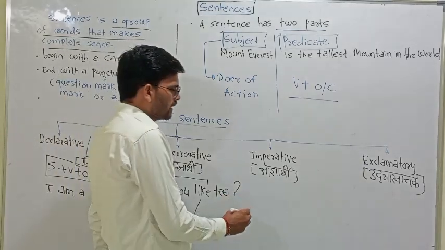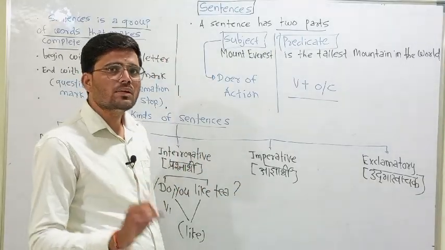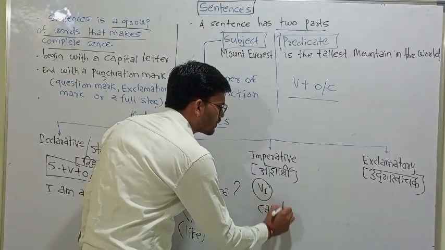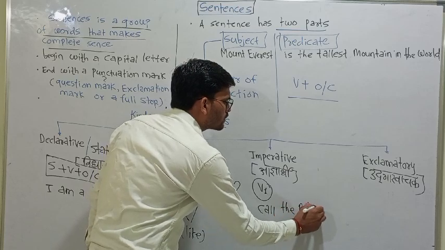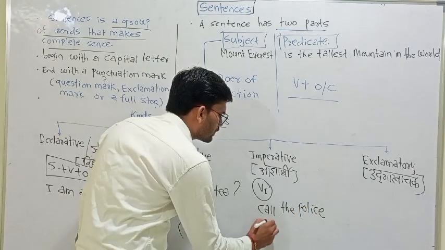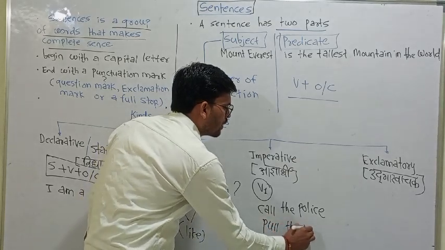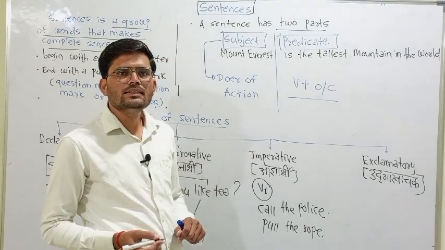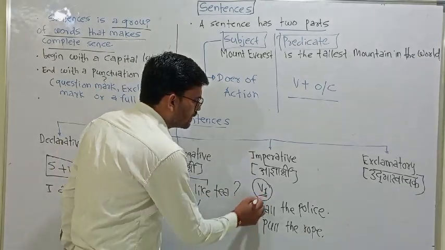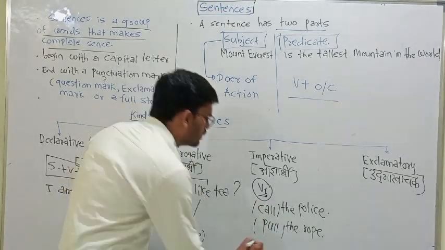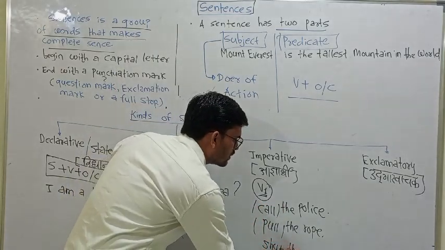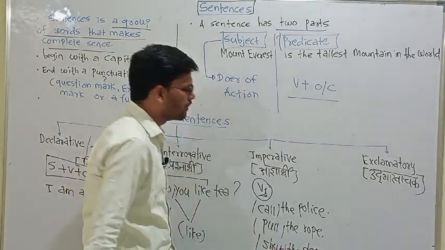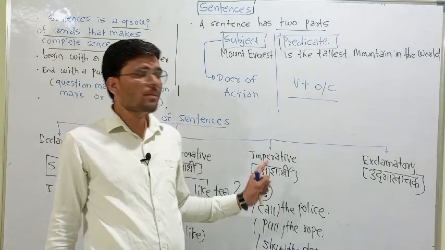And after that, the imperative sentence. The sentence always starts with the first form of the verb. Okay, call the police. Pull the rope. These are examples of an imperative sentence. The speciality of the imperative sentence is that it always starts with the first form of the verb, in this way: call, pull. Okay, shut the door. These are examples of an imperative sentence. An imperative sentence always starts with the first form of the verb. That is the specification of an imperative sentence.